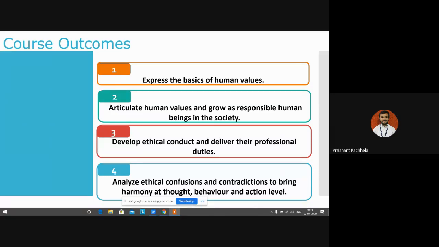Talking about the course outcomes, these are the different course outcomes. The first says: express the basics of human values. If we discuss human values, we are aware that our human species is far better than other species on the planet. And why? Because we do think and we do sense, we have emotions, and because of our brain, our ability to think and change something, it is what makes us superior compared to the other species.